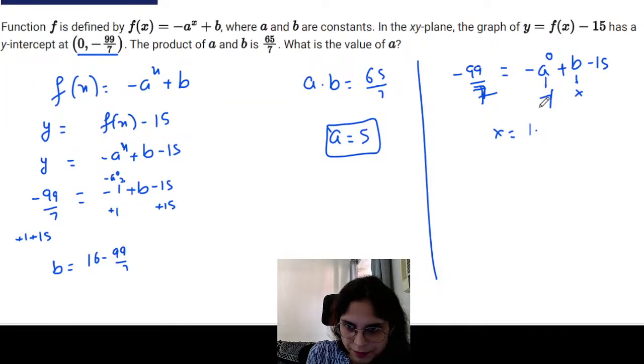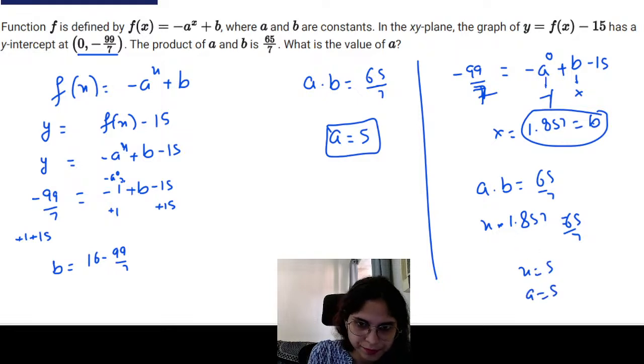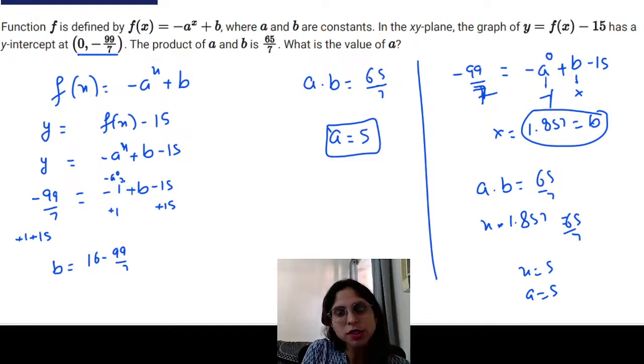.857. So you write x times 1.857 equals 65 over 7. You will get x is equal to 5. That's your value of a. Alright? Yeah. So this is how you solve these kind of questions.